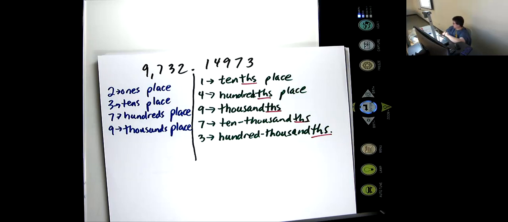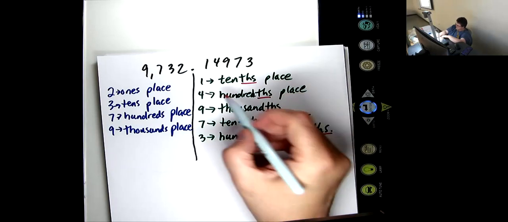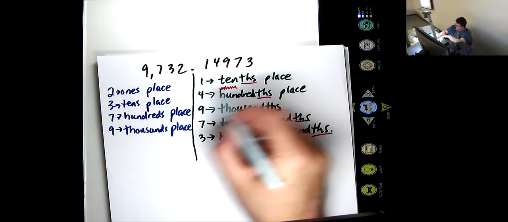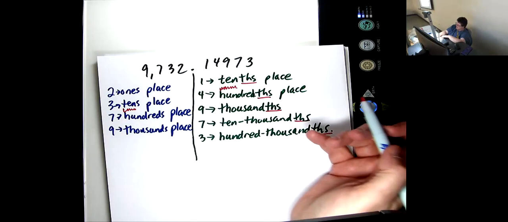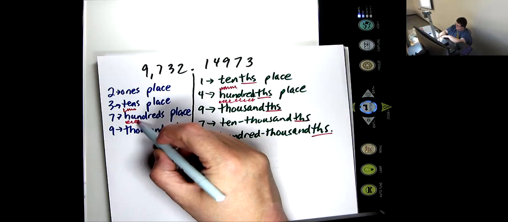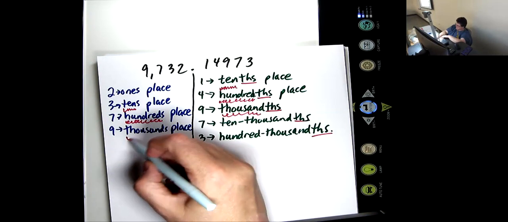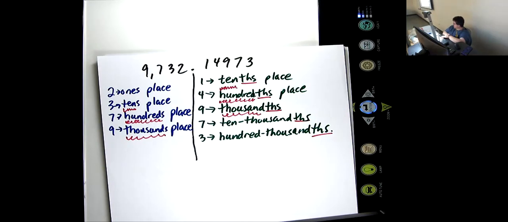Now, I'll let people finish writing before I start pointing out the pattern. I got 10 here, and I got 10 here. I got 100 here, and I got 100 here. I got 1,000 here, and I got 1,000 here. They literally go in order. It's the same sequence as the left.